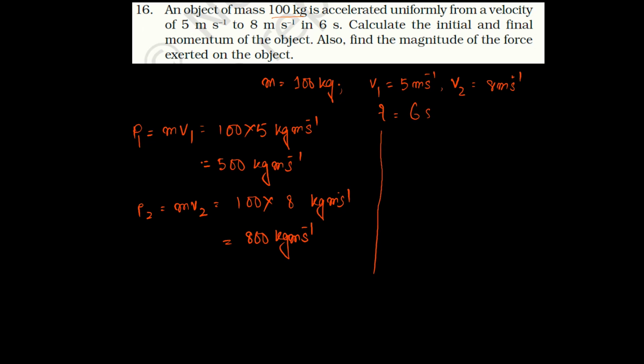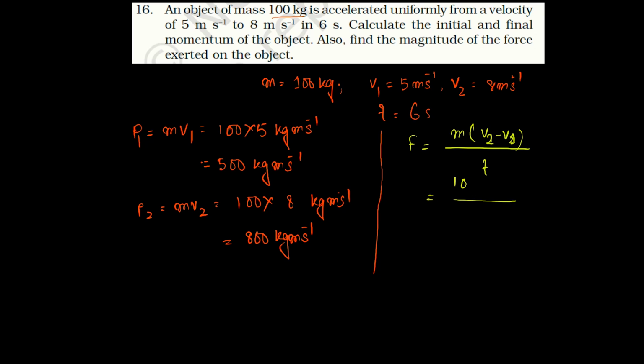Now we have to calculate the magnitude of the force exerted on the object. So how will we calculate? We will use that the rate of change of momentum is nothing but force, and that formula is given by F equal to m into V1 minus V2. Okay, not V1 minus V2, we will write V2 minus V1 by T, that is, final velocity minus initial velocity, divided by time.